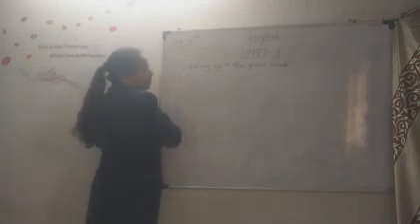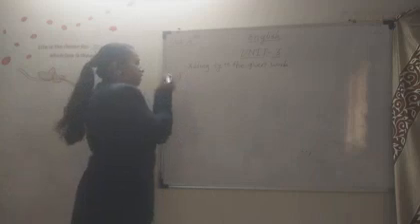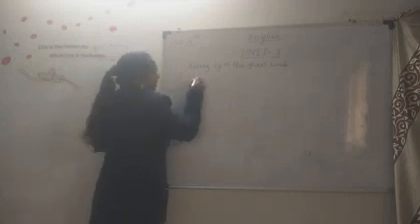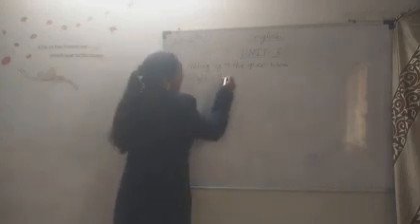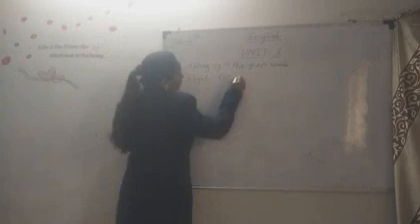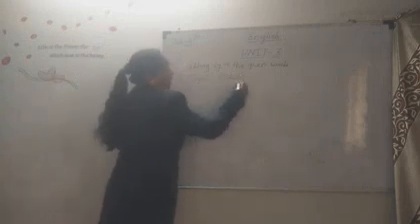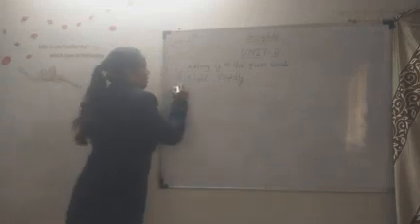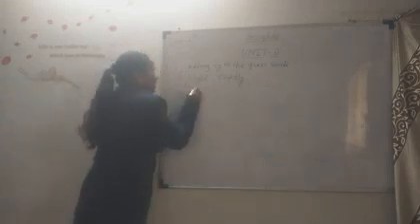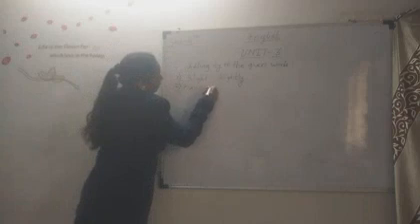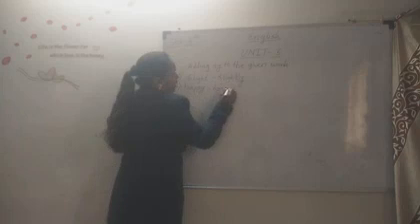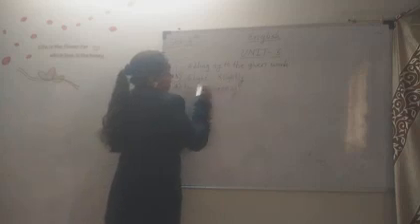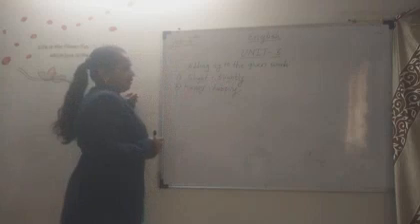Suppose we take an example. Suppose slight, S-L-I-G-H-T. Slight. So, how do you add the ly? Slight, slightly. Then, the next word is happy. How do you add the ly to happy? H-A-P-P-I-L-Y. This Y is converted into I.